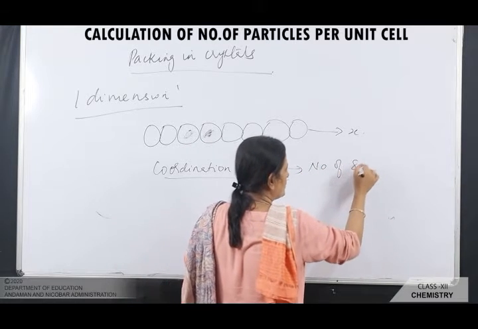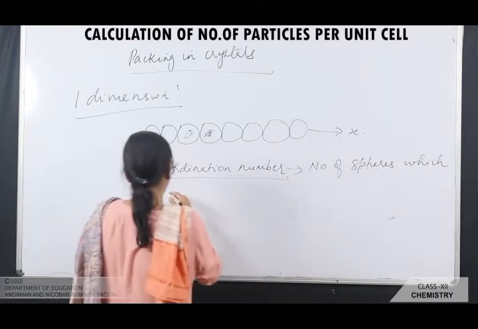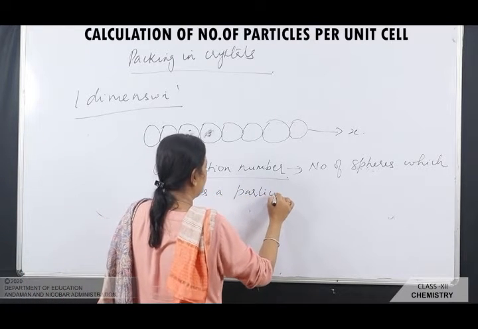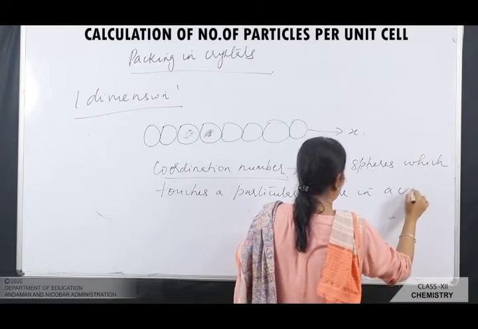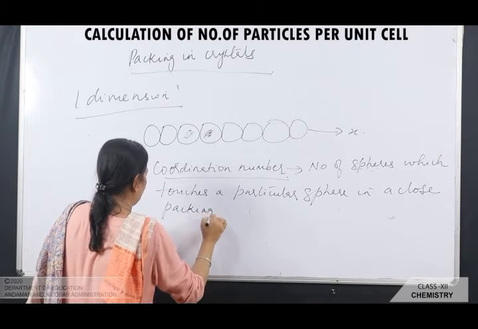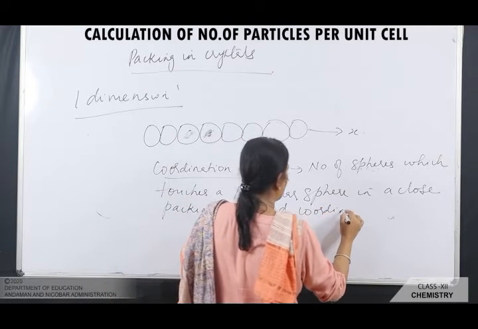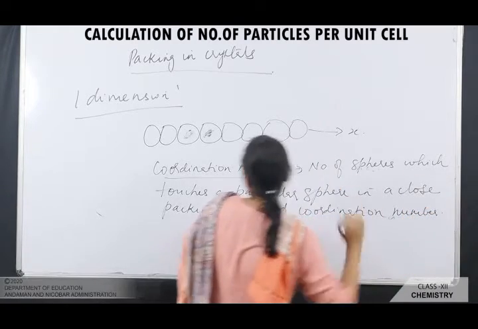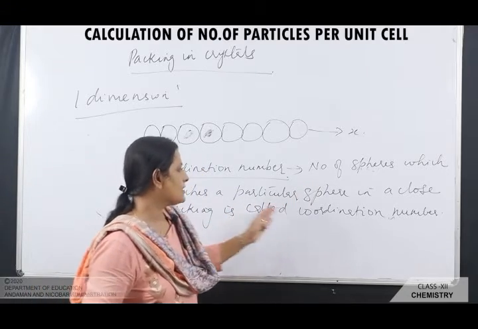So, coordination number is the number of spheres which touch a particular sphere in a close packing. The number of spheres which touch a particular sphere in a close packing is called the coordination number.